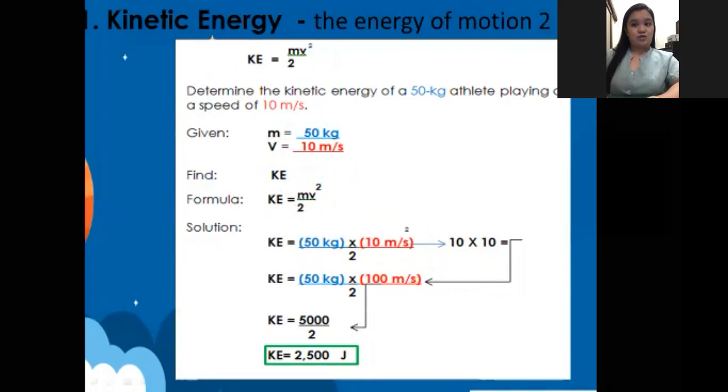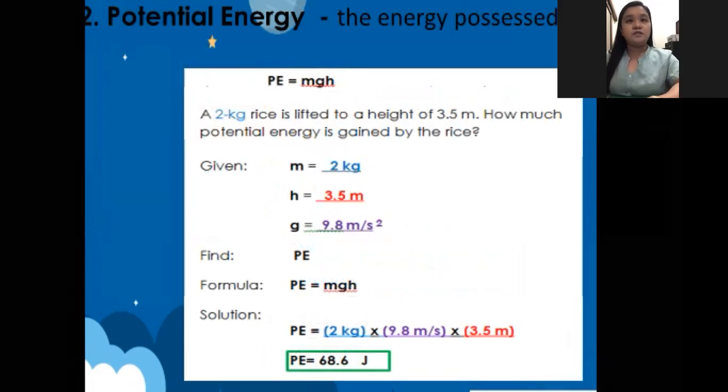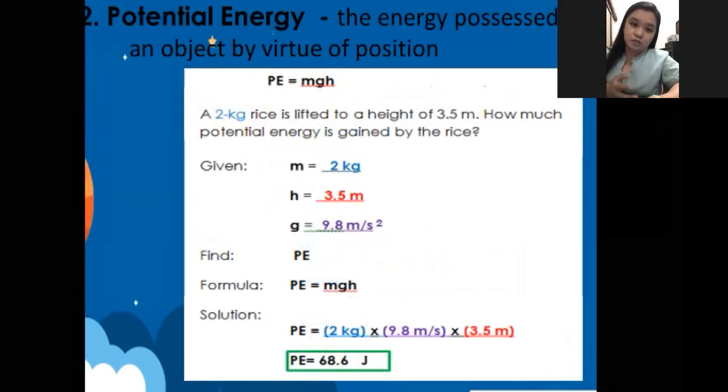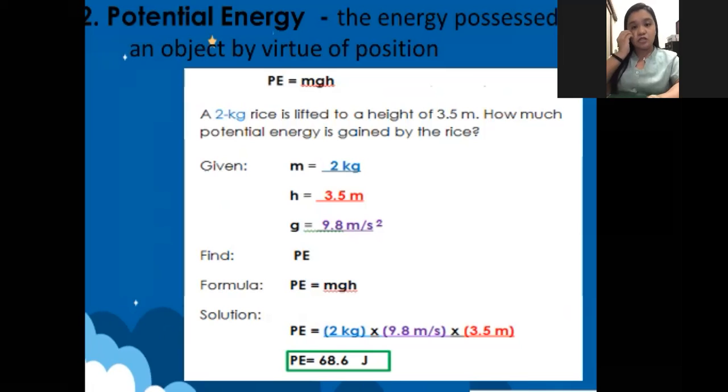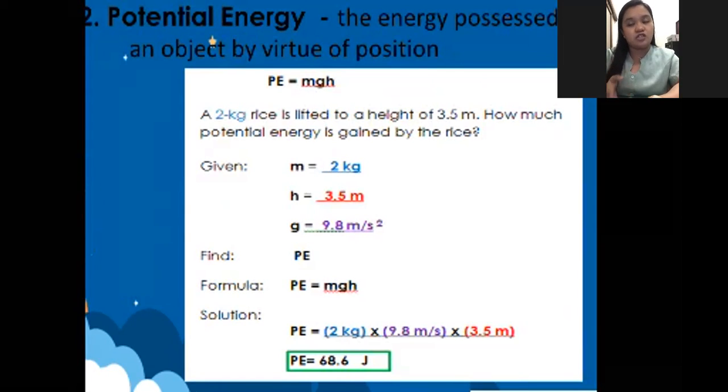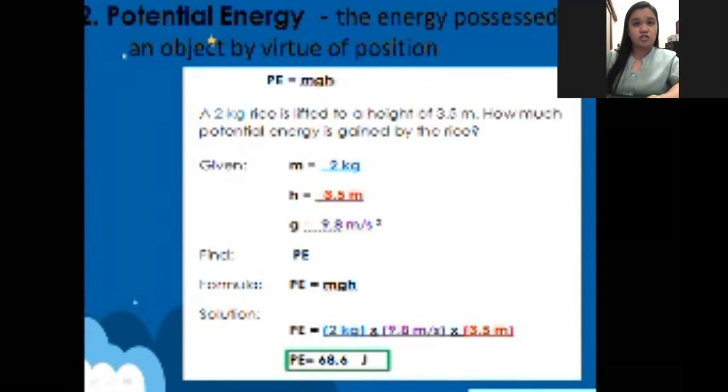Next, let's go to the next type of energy. The next type of energy is what we call potential energy. What is potential energy? This is energy possessed by an object by virtue of position. Potential energy is described as the energy possessed by an object by virtue of position. Let us now find out the formula for getting the potential energy.